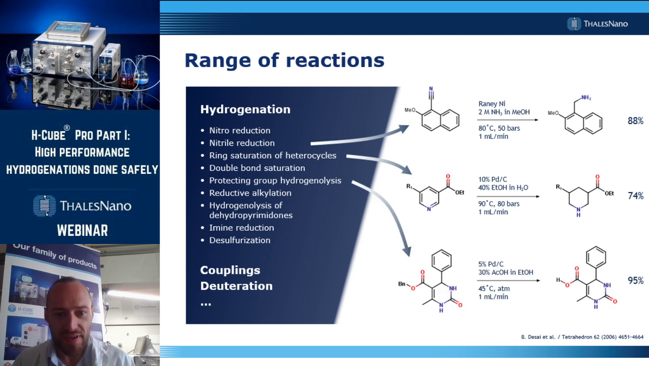Then the third reaction is a debenzylation performed by Desai and Kappe to produce dihydropyrimidine carboxylic acids, and it showed a 95% yield in those conditions. For comparison, the microwave version of this synthesis showed a lower yield of about 62%, and it took 8 to 10 hours. You can also perform other kinds of deprotection reactions, not only debenzylation, but you can do dibenzyloxycarbonyl to deprotect nitrogen, among others.